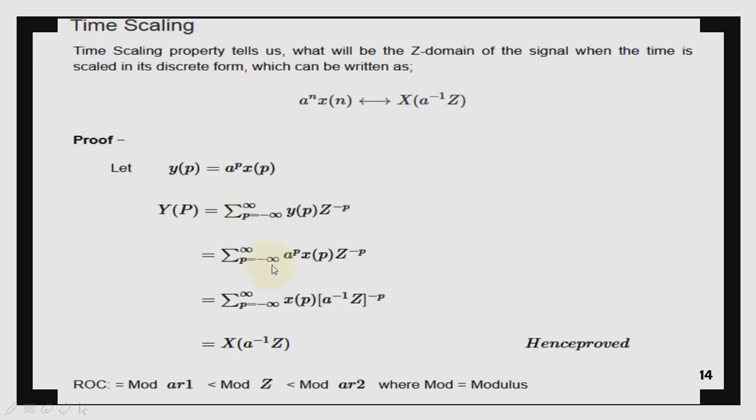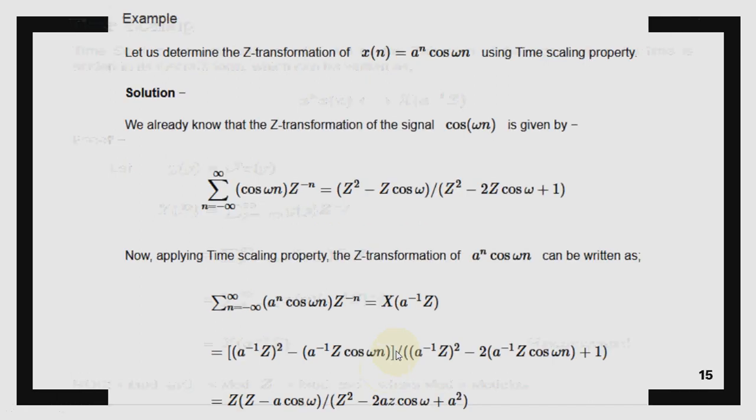So that is summation p is equal to minus infinity to infinity a raised to p x of p z raised to minus p. That is equal to summation p is equal to minus infinity to infinity, take x of p outside and combine the index of a and z. So a raised to minus 1 z raised to minus p. So this becomes x of a raised to minus 1 z. So the ROC is mod of a into R1 less than mod of z less than mod of a into R2, where mod is nothing but the modulus. So hence proved. Let us take one example.